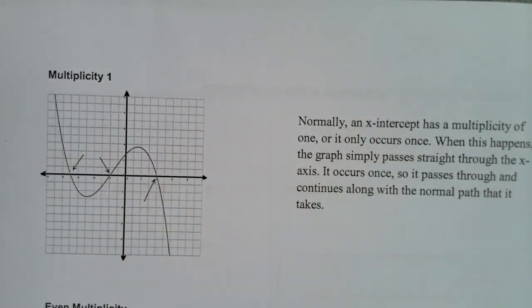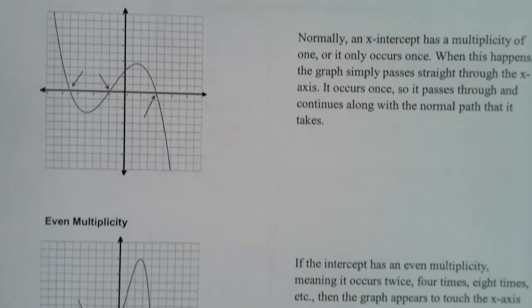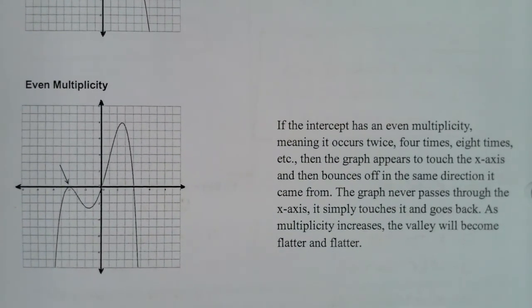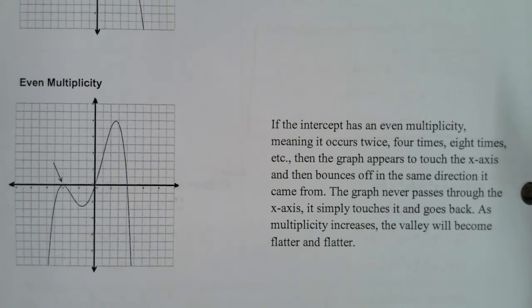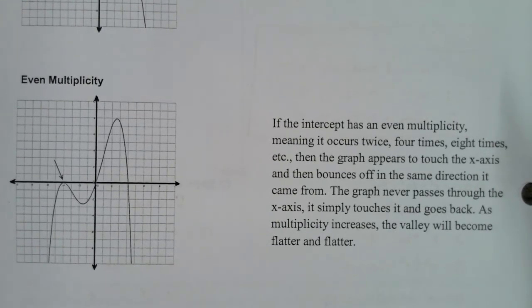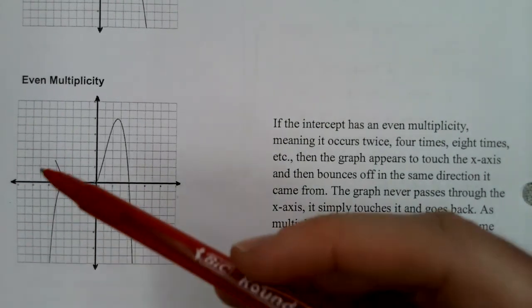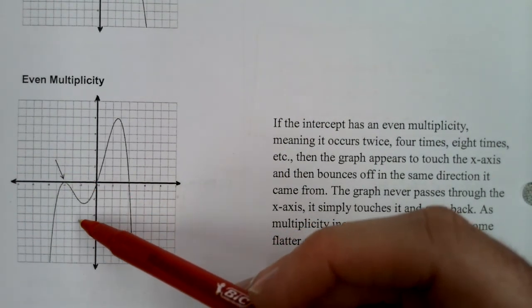If you have an even multiplicity, meaning the intercept occurs twice or 4 times or 8 times, etc., then the graph appears to touch the x-axis and then bounces off in the same direction it came from. The graph never passes through the x-axis. It simply touches it and it goes back. As multiplicity increases, the valley will become flatter and flatter.